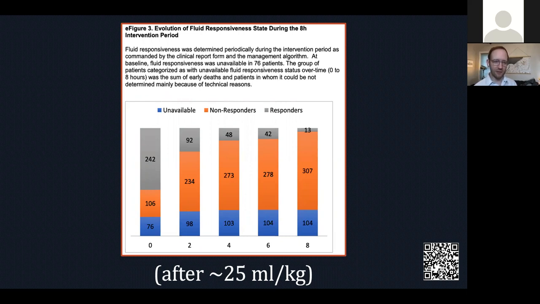rapidly diminishes. So if you're seeing a patient who's in 2 or 3 pressor shock and it's like 10 hours later, and there's a fluid responsiveness parameter that's positive, you should consider whether that actually is a true positive or a false positive. But it's something to think carefully about.